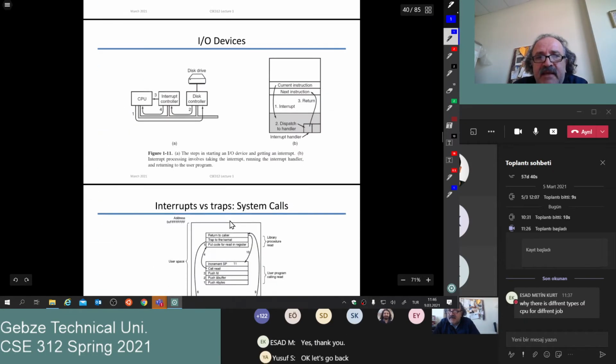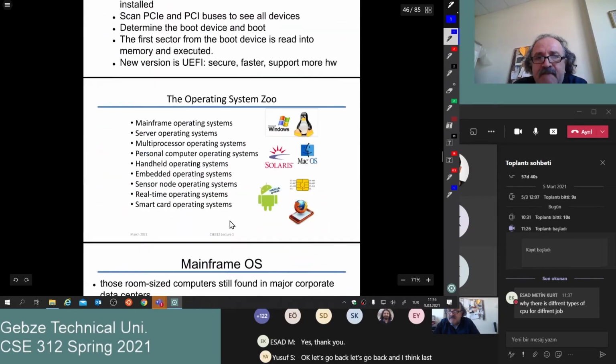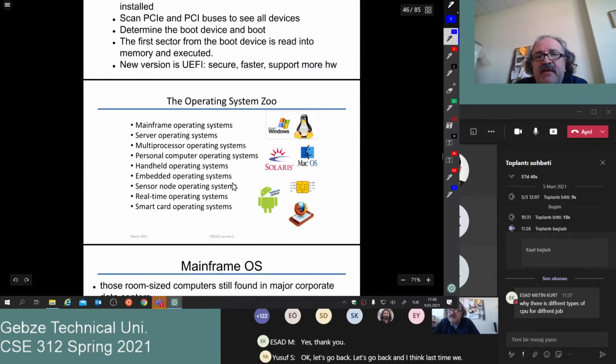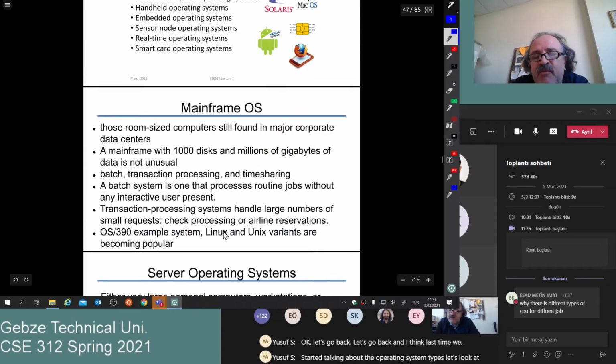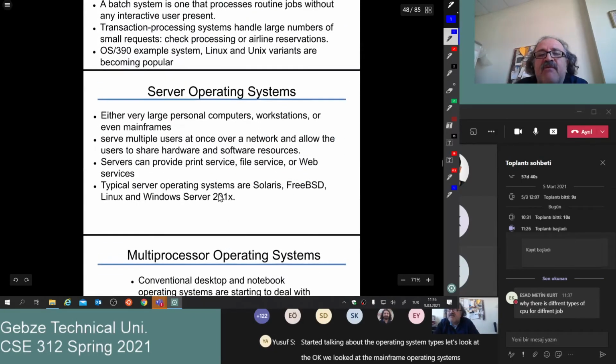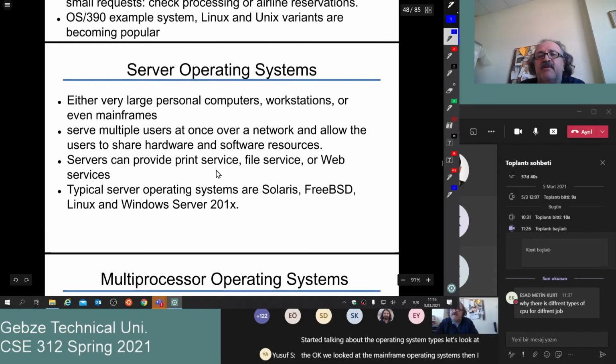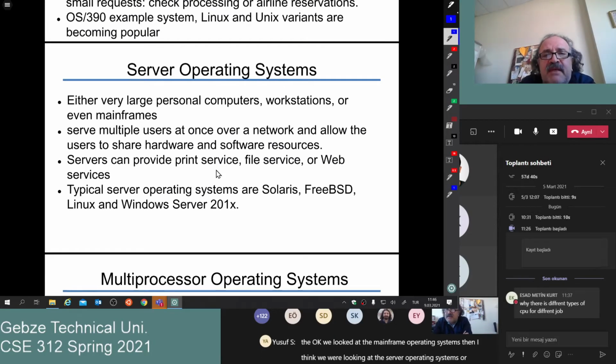Let's go back, and I think last time we started talking about the operating system types. We looked at the mainframe operating systems. Then I think we were looking at the server operating systems. The server computers and mainframe computers are sometimes the same.